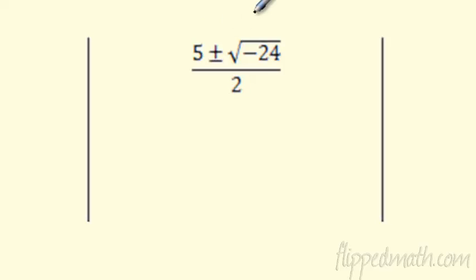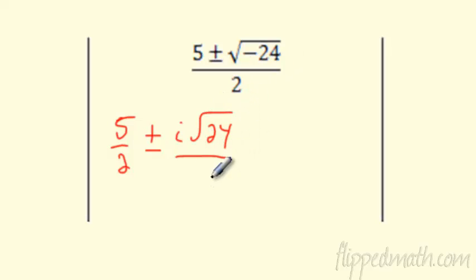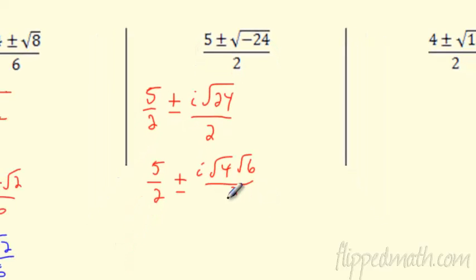Awesome. How about the middle one? So this is going to happen to us. So if I split it into 2 fractions, I get 5/2 plus or minus. Ooh, when I square root this, what is this? It's imaginary. The square root of negative 24 is what? I radical 24. And is that going to break down? I think it is. 24 breaks down into what? It breaks down into 4 times 6 all over 2.